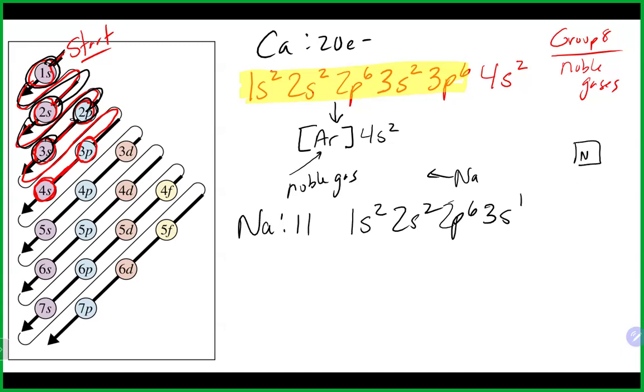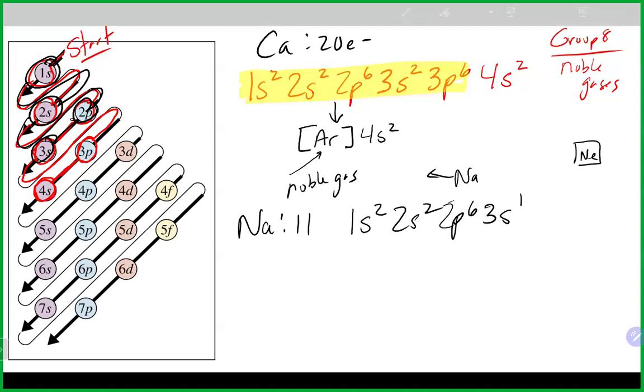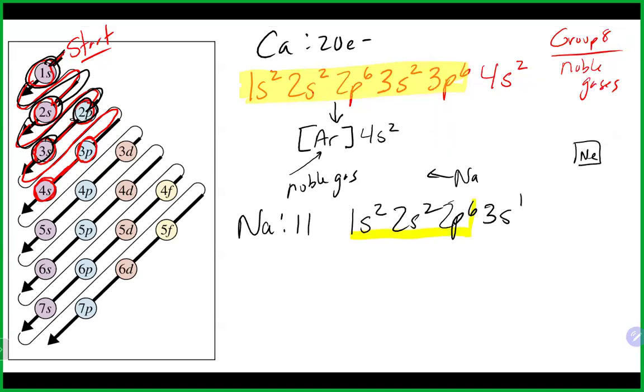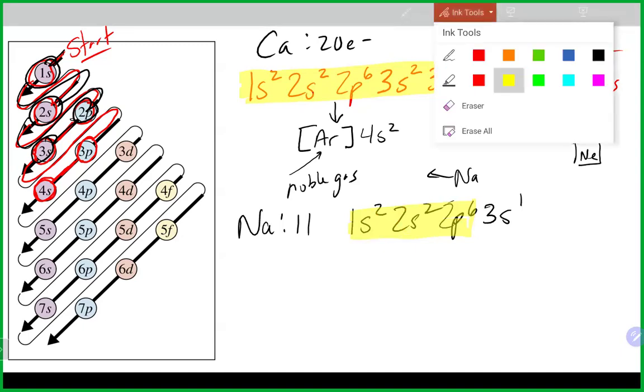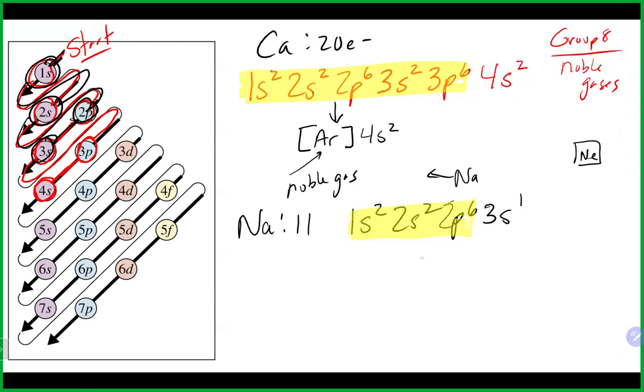It is neon. And neon is what atomic number? Number 10. And that means this part of the configuration that counts up to 10 electrons is equal to neon's configuration. So you could shorthand this by going, all this basically is neon, and 3s1. So again, that's another way sometimes electron configuration is written.